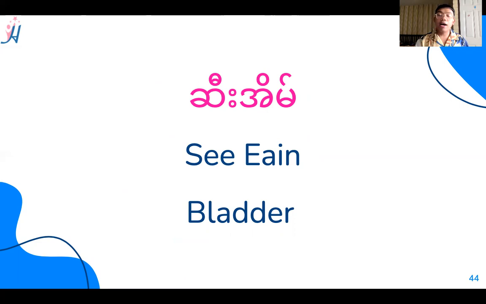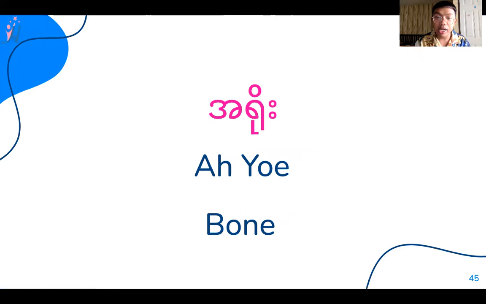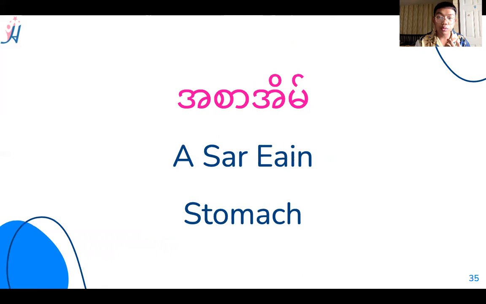C-A-N. So basically for the bladder, where the urine is stored. This C means urine, and this A means heart. So it means a house where urine is stored. So bladder, right? C-A-N for bladder. And the last one for today's video, as I mentioned, jaw yo for spinal cord. So bone, how do we say bone? A yo for bone. Okay, so let's go back one more time to review.